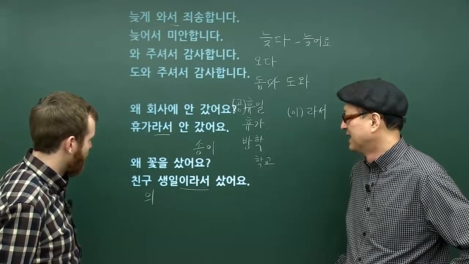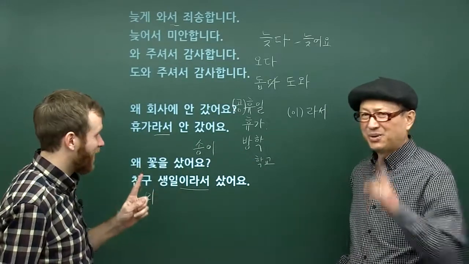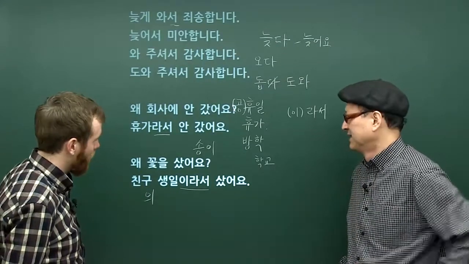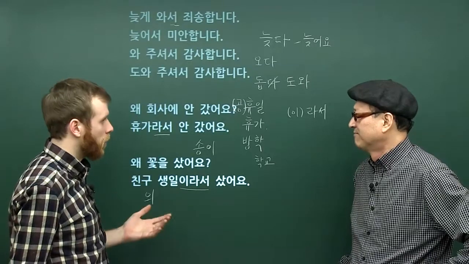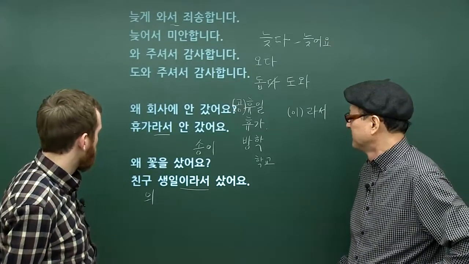그리고 꽃은 counting unit 이거예요, 송이. 꽃을 한 송이, 한 송이, 두 송이, 세 송이. Again, our counters in Korean, we always use the pure Korean numbers with that.